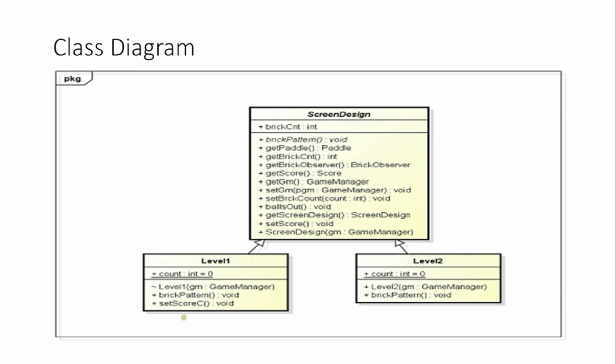Next, what you see is the class diagram. Here you see the screen design, which is the abstract class. Level 1 and level 2 are the subclasses of this, that is the concrete classes.